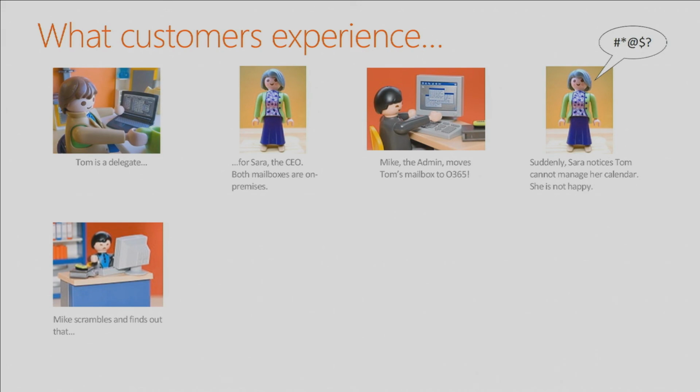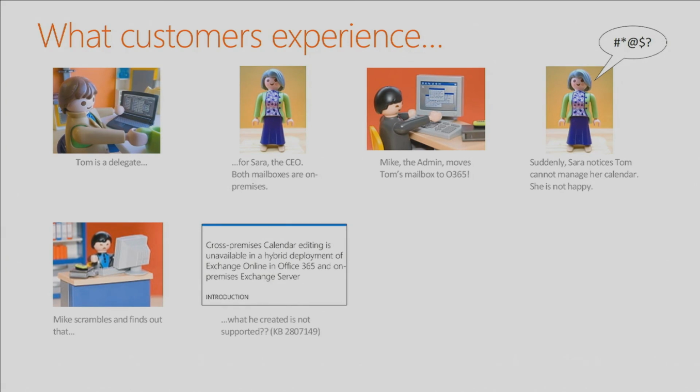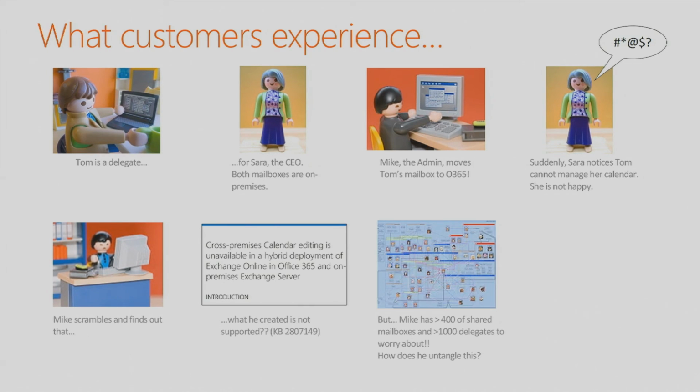So what comes next? Mike scrambles and says, what the heck is going on? I thought this hybrid thing, when you move a mailbox from on-prem to the cloud, everything just works. Mike checks out Bing and then Google and finds out that cross-premises permissions aren't supported. It was buried in an article in TechNet. Let me rephrase. It was available in an article in TechNet, not buried. So the quick answer here is Mike realizes, I just need to move all of my managers and delegates that access each other's mailboxes at the same time. Oh, and I need to do the same thing for shared mailboxes. Okay, that should be easy to do.